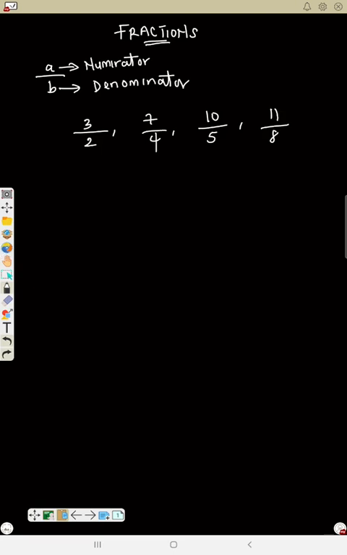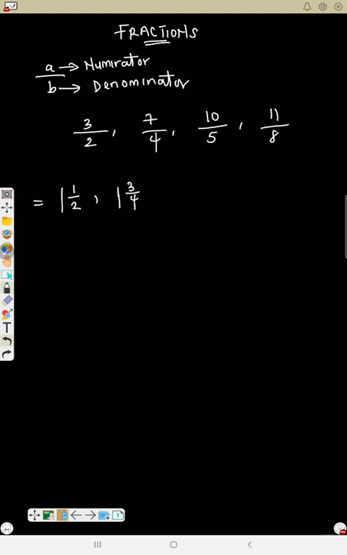Now we can have mixed fractions from all these numbers. A mixed fraction is a combination of a whole number and a proper fraction. For example, 3 over 2. How many 2s can you see in 3? That is 1, one whole number, with remainder 1 over 2. Then 7 over 4: how many 4s can you see in 7? That is 1 whole number, remainder 3 over 4.